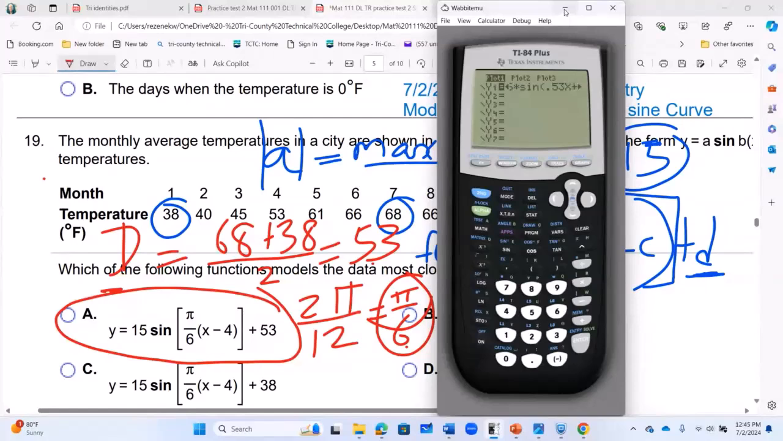You do the sine regression. Is this clear? This should be clear. This is important. I'm recording this, by the way, so you can go back and look at it.